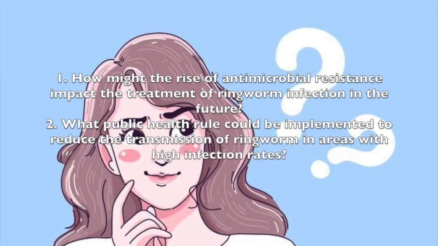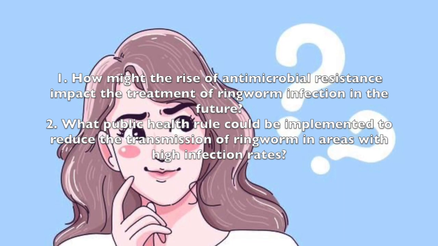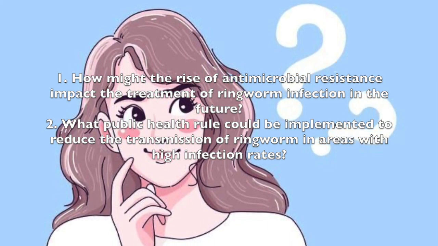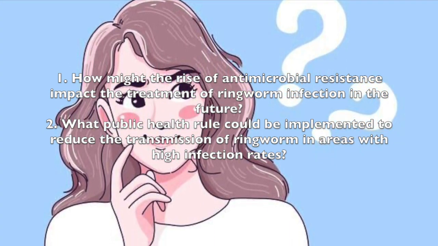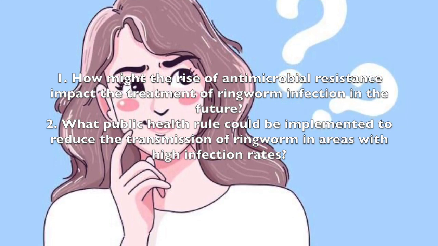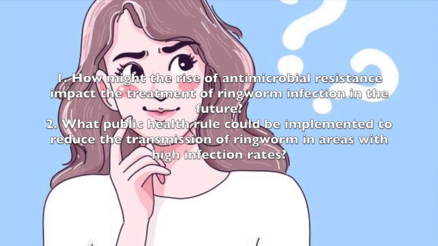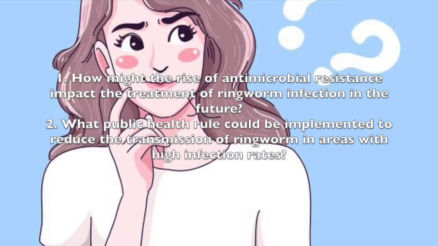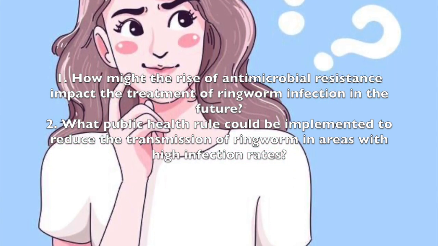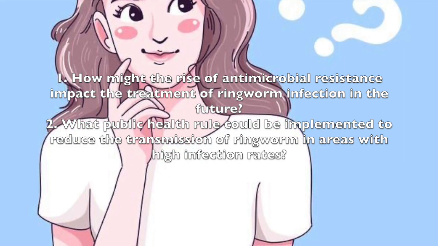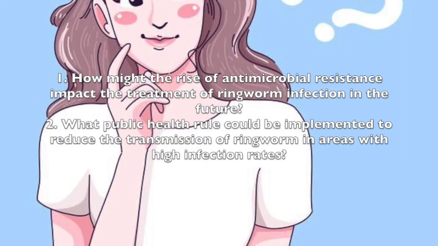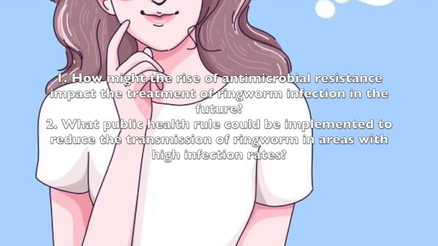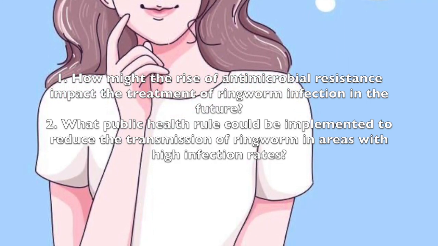But before I go, I would like to ask you 2 questions. Number 1, how might the rise of antimicrobial resistance impact the treatment of ringworm infection in the future? And my second question is, what public health rule could be implemented to reduce the transmission of ringworm in areas with high infection rates, such as the gym or community areas?